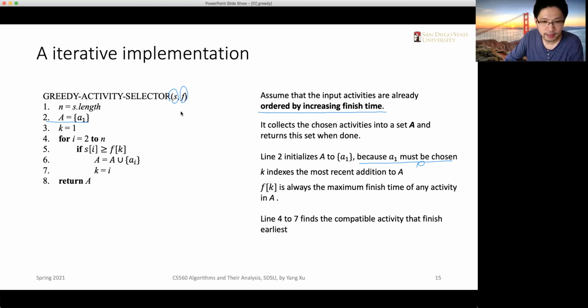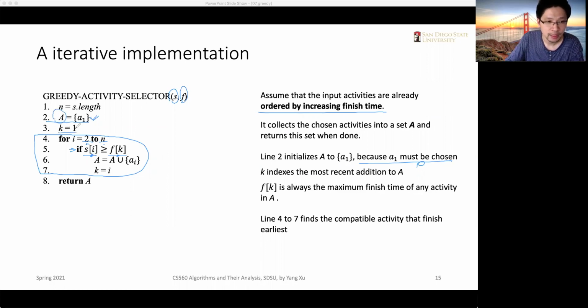If we look at lines 4 to 7, it's a for loop that iterates from 2 to n, which is the range of the remaining activities after A1 is selected, since we have n in total. Within this for loop, there's an if condition. It checks whether the starting time of activity I is greater than the finishing time of the activity K that is within this set A.